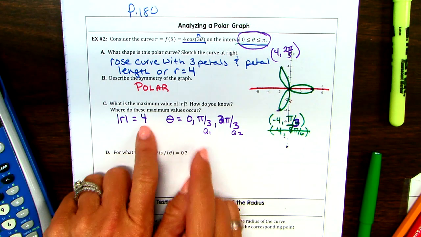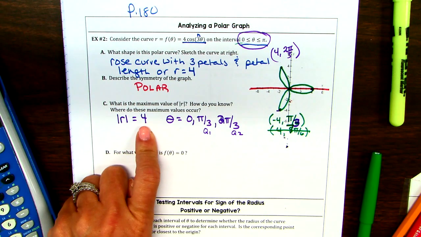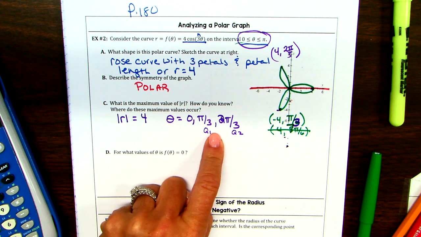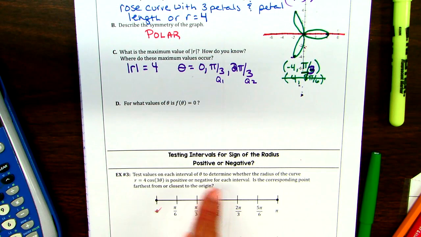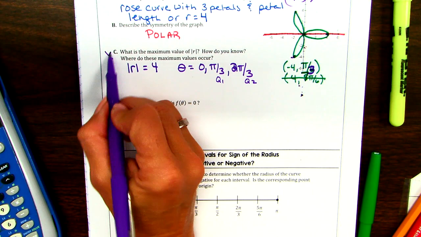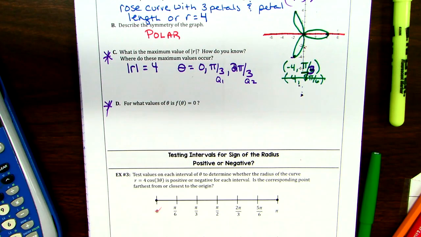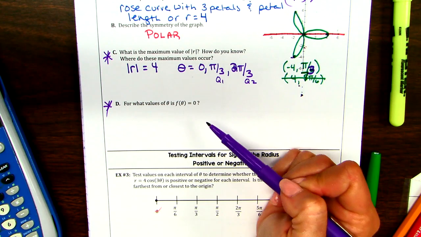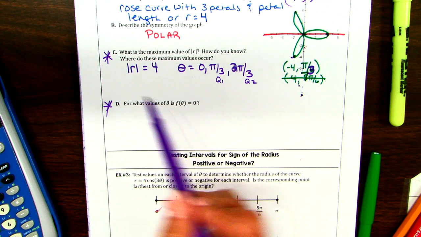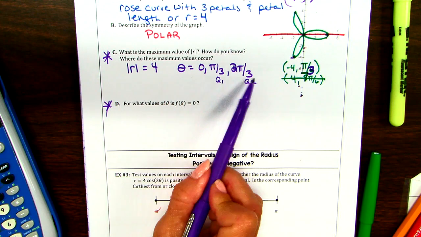So anywhere your radius is 4 or negative 4, those are where we have maximums, okay? And lastly, again, same question. This is from the homework. This is what you're going to be doing in the homework. You're going to sketch the graph, and you can use your calculator or not, and then you're going to identify the maximum and where it happens.